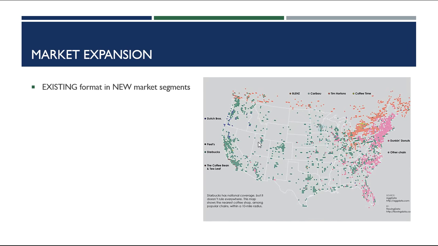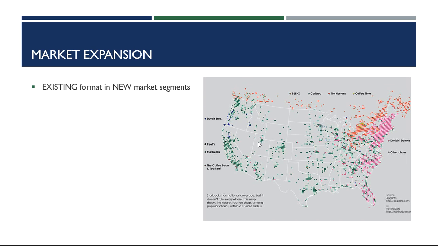So that's market penetration. The second growth strategy we're going to discuss today is market expansion. And this uses the existing format, but now you are targeting new market segments. So you are focusing on a new target market with your existing retail format. And so this could be by expanding geographically, right?